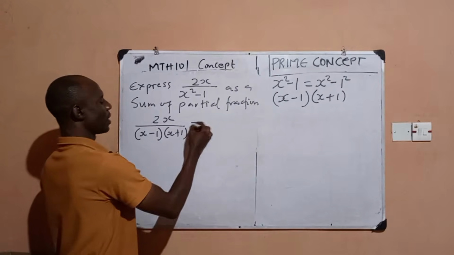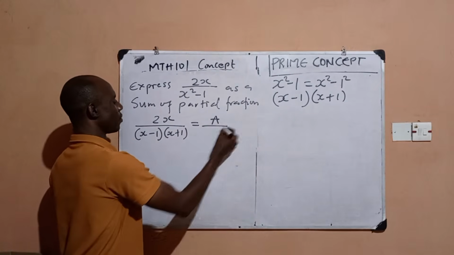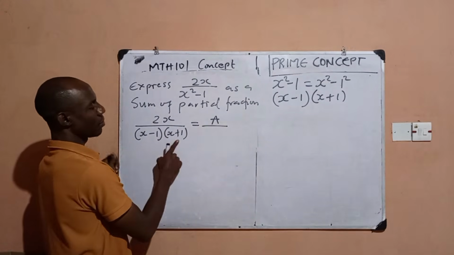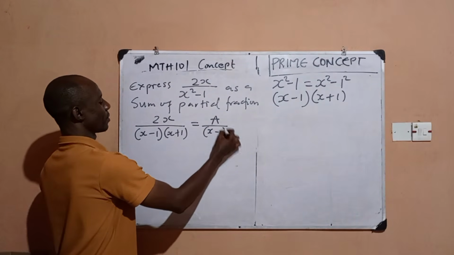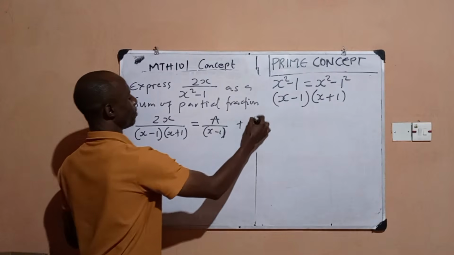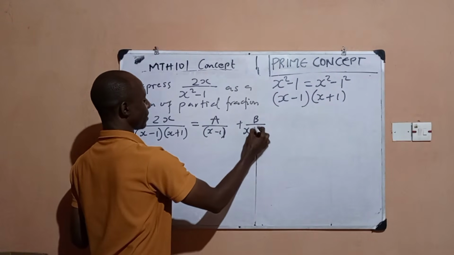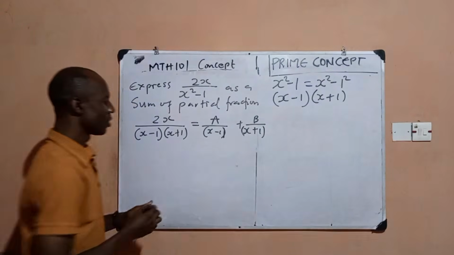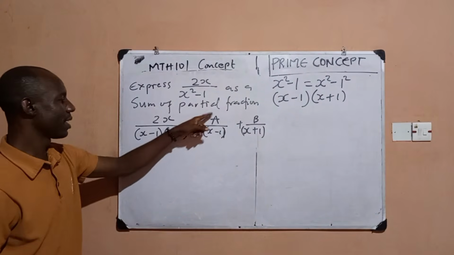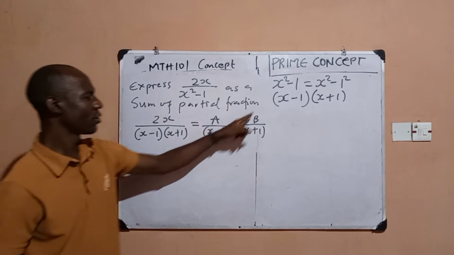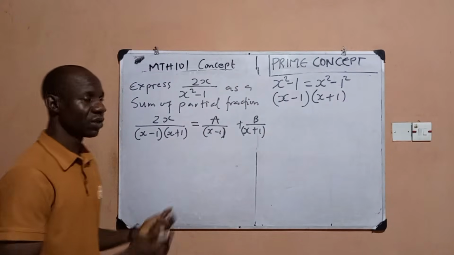So then equate this to A over the first part, x minus 1, plus B over x plus 1. Did you notice what I did? A over this part, B over this part. I can still say A over x plus 1 plus B over x minus 1, the same thing. Any one you do is correct.